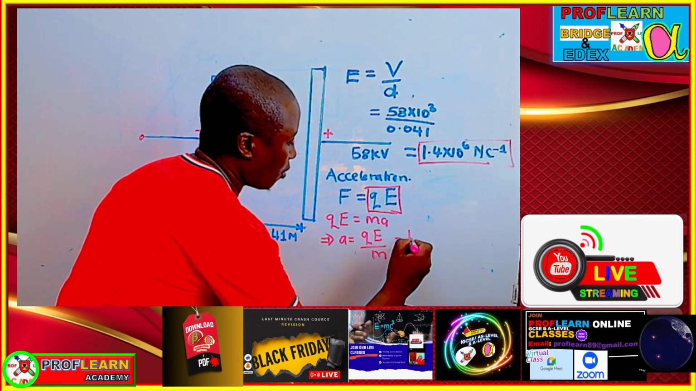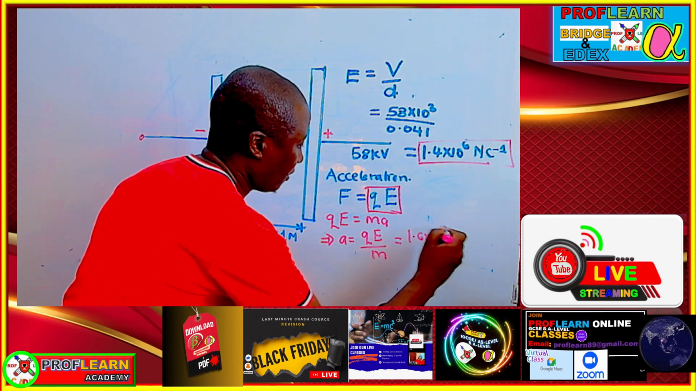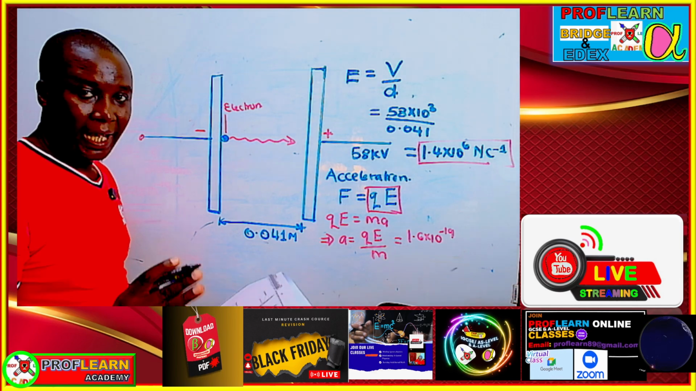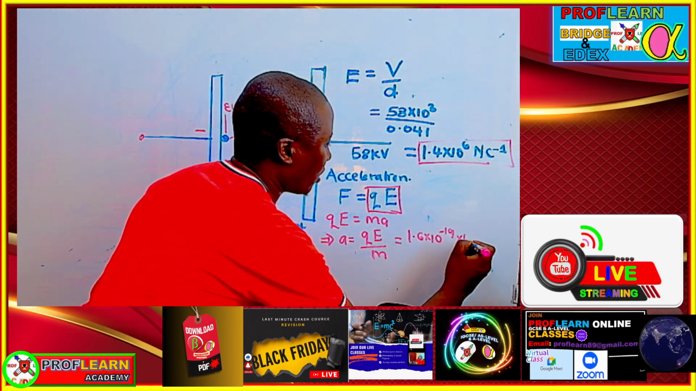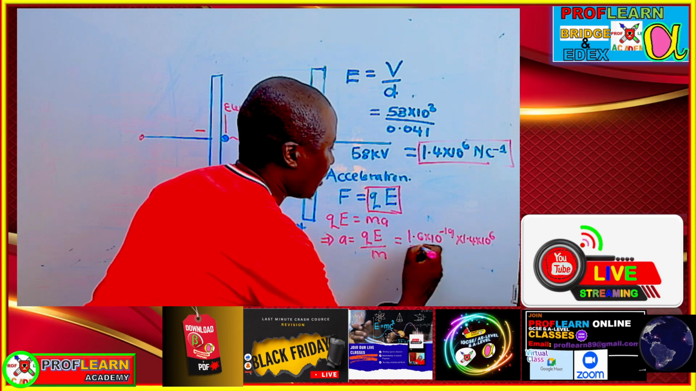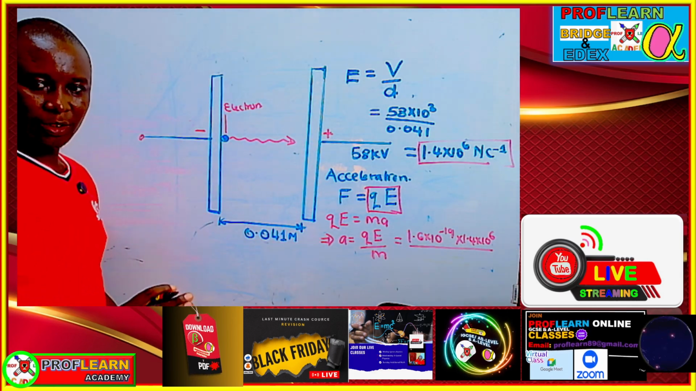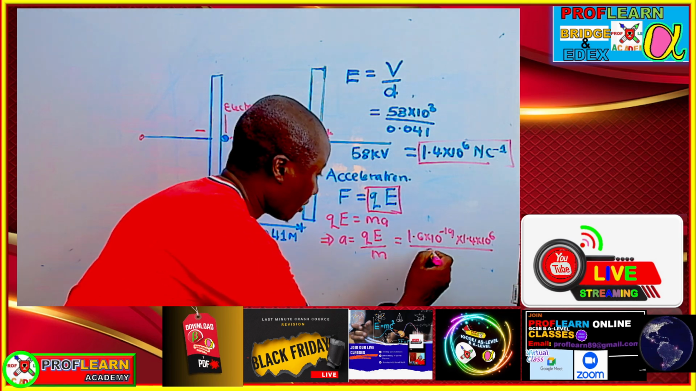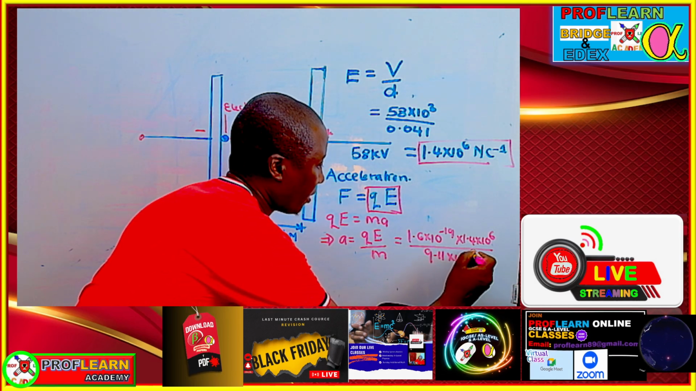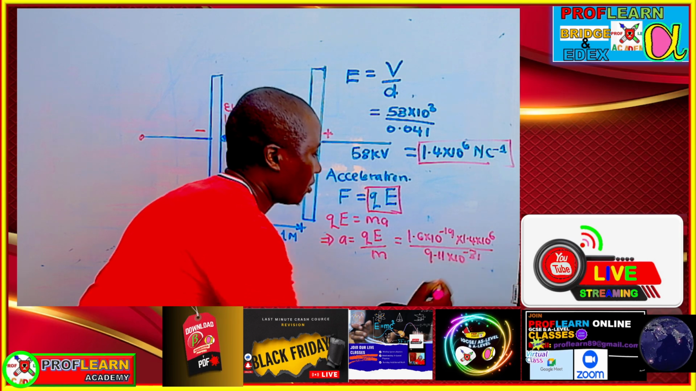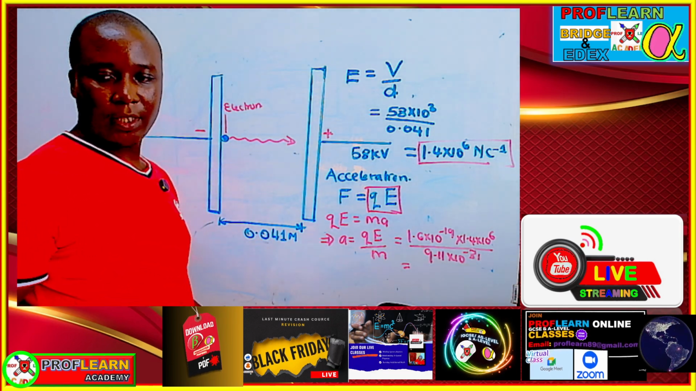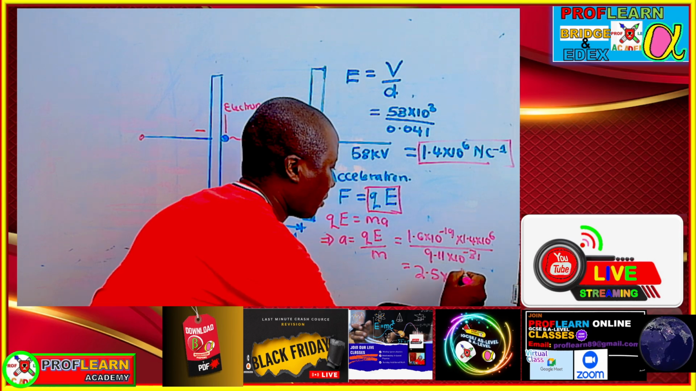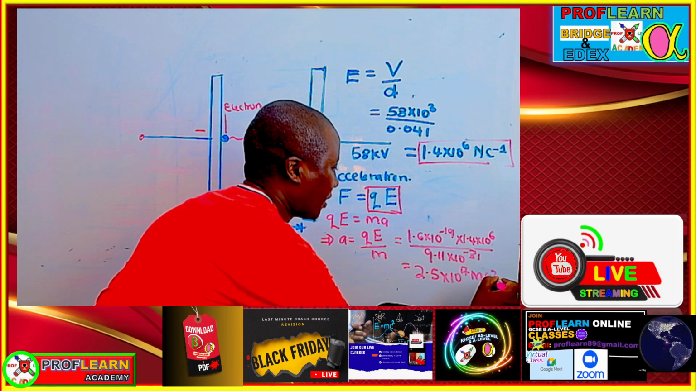So that is going to be 1.6 times 10 raised to power negative 19, that is the charge of an electron, times the electric field we had gotten here, 1.4 times 10 raised to power 6. Then we shall divide that by the mass of an electron, which is usually given as 9.11 times 10 raised to power negative 31 kilograms. If you work it out, you are going to get 2.5 times 10 raised to power 17 meters per second square.